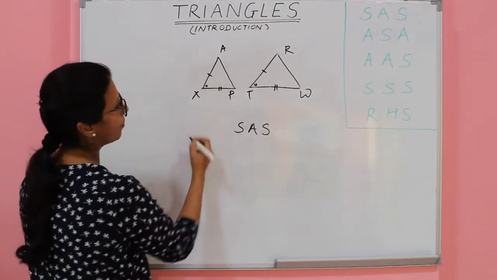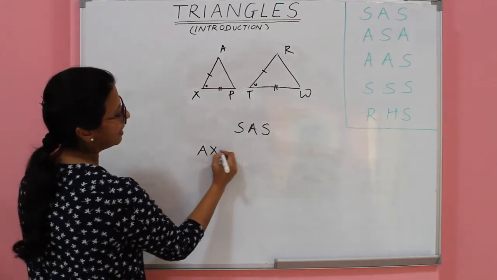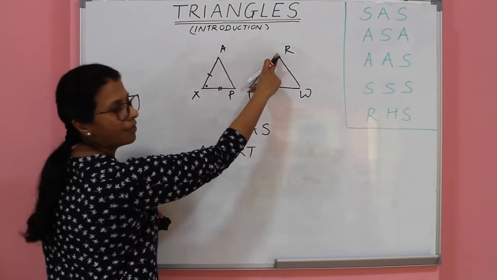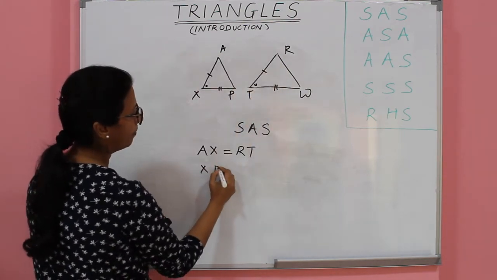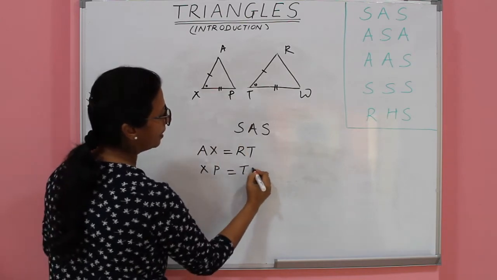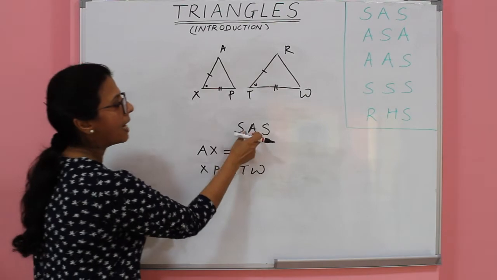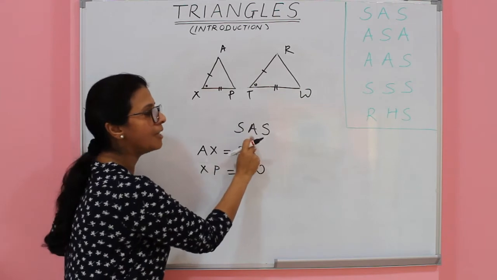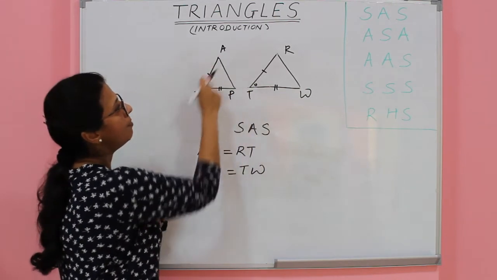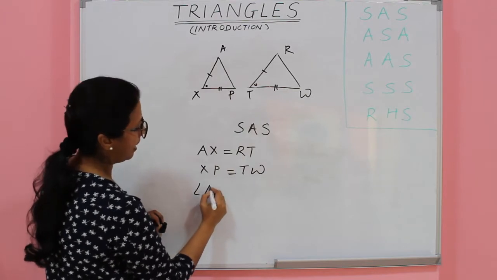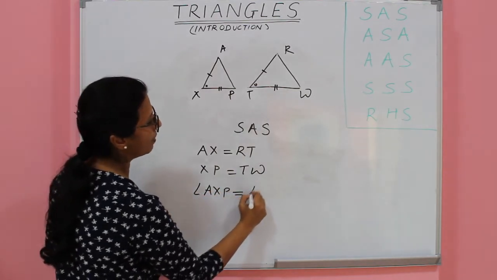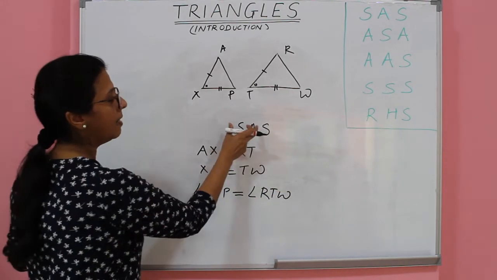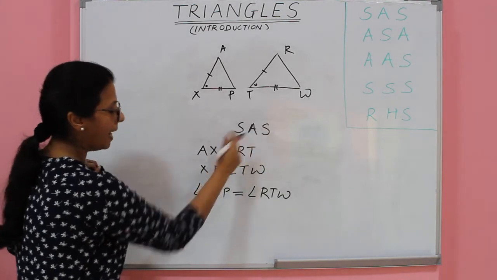My S over here was, what was it? AX is given equal to RT. My XP is given equal to TW. Correct? And the angle included. Any other angle, if it is there, is not going to show me congruency. The angle has to be in between the two sides. The angle in between these two sides is angle AXP, which is equal to angle RTW.